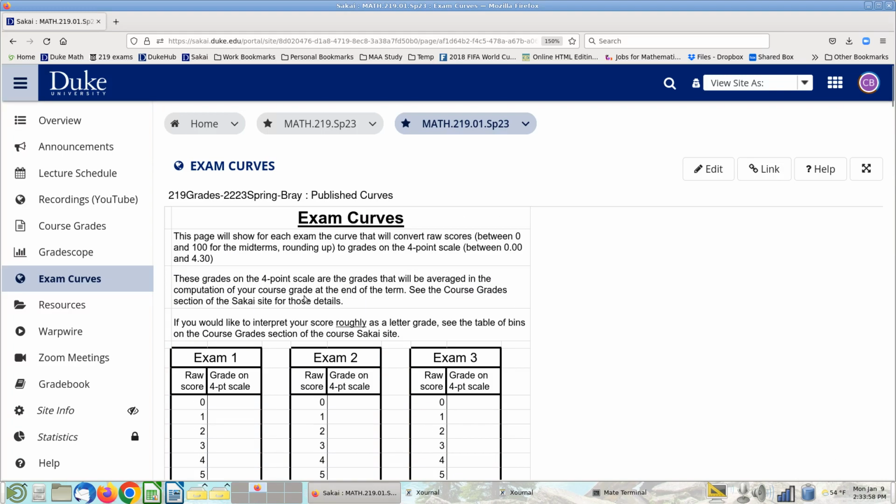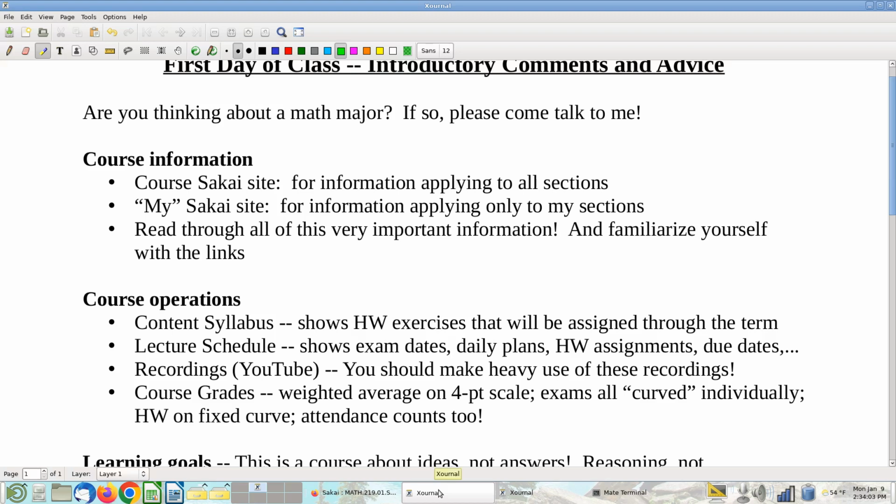Okay, so let's see here. Going back then to our outline, let's now talk about the lecture schedule. So a lot of good information on the lecture schedule, exam dates, what I'm planning to do in class, what the homework assignments are, when those homework assignments are due. All of this is on the lecture schedule.